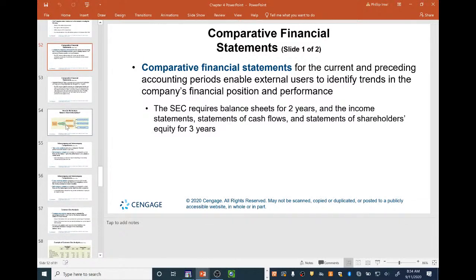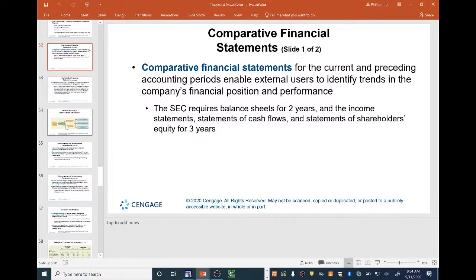Comparative financial statements. For the current and preceding accounting periods, these are going to enable external users to identify trends in the company's financial position and performance. What we mean by comparative financial statements is we'll have a couple of years of the income statement, balance sheet, and then statement of owner's equity.